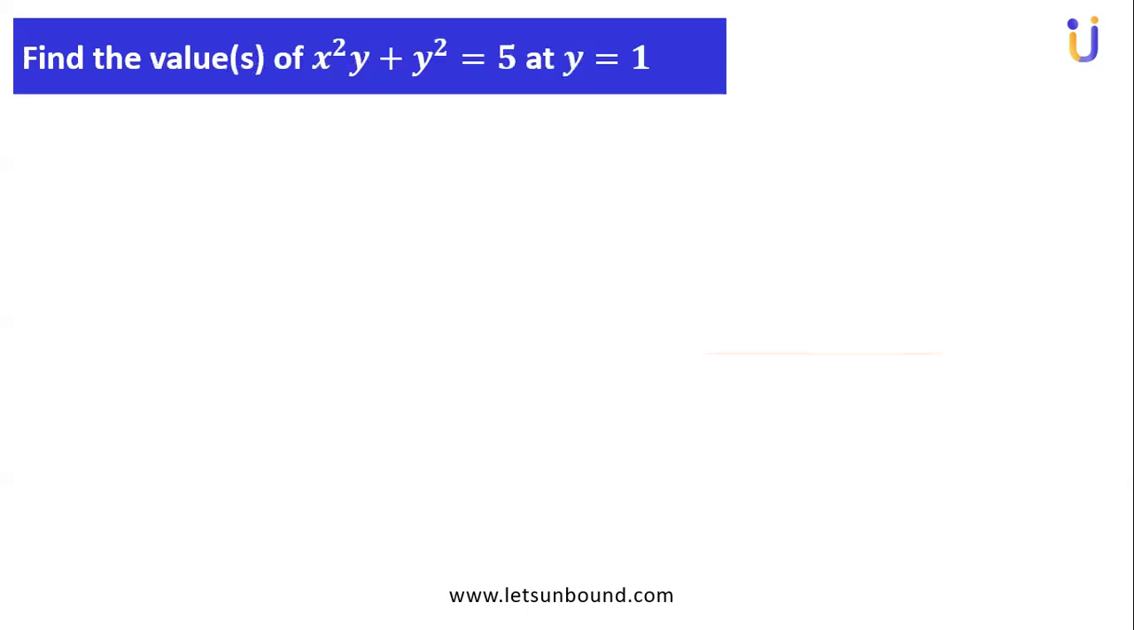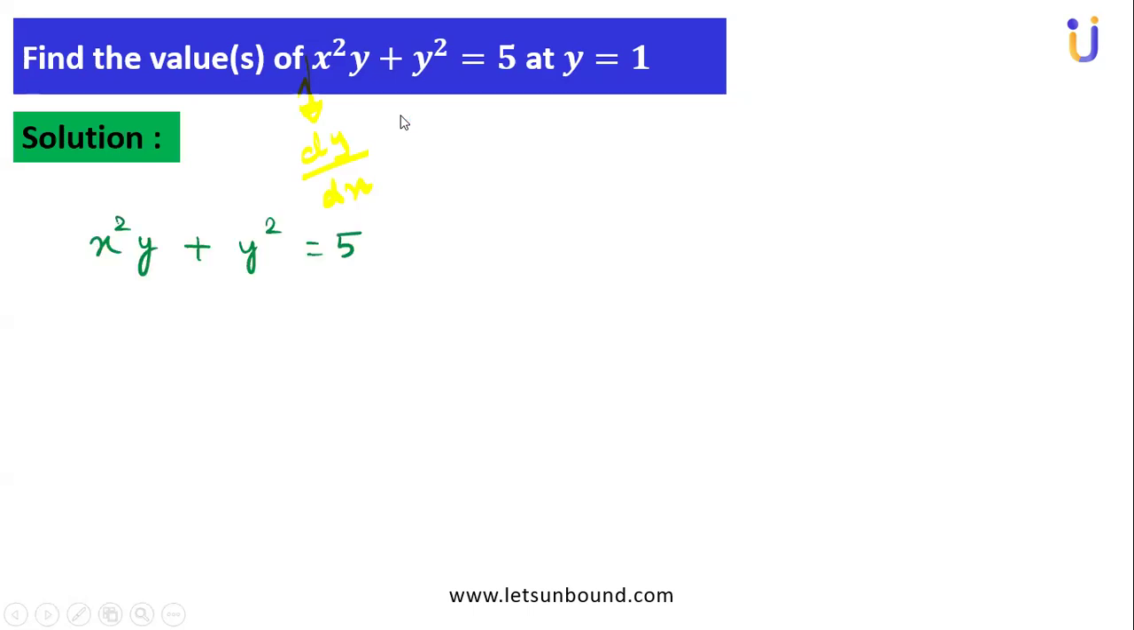Moving to next, one more example. Find the values of dy by dx of this expression, x square y plus y square equal to 5, at y equal to 1. So x square y plus y square equal to 5. First, let's differentiate, and you know one thing. Here we have to apply the product rule, uv. This is a function u, and this is v.